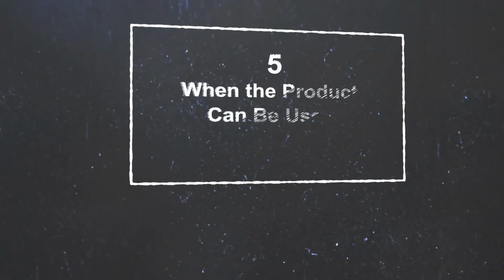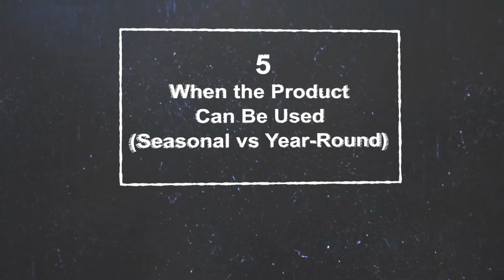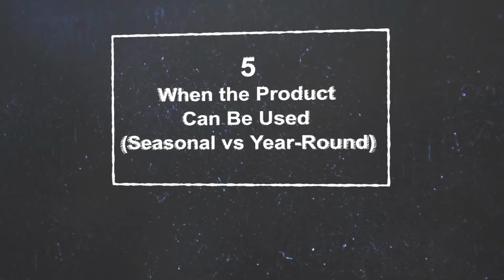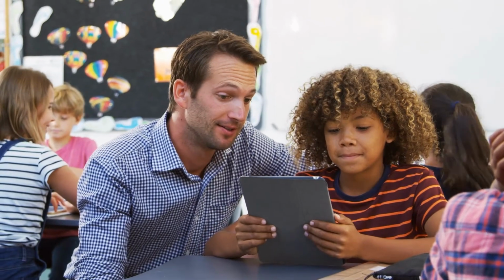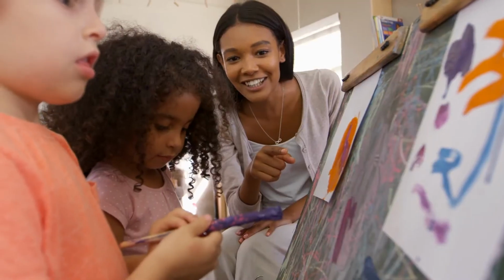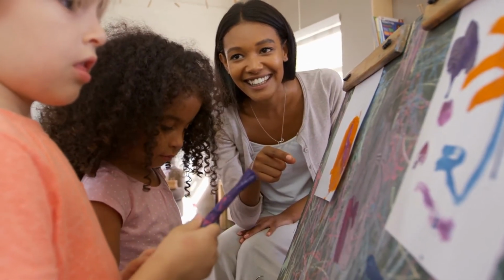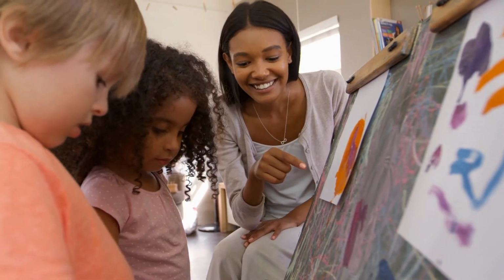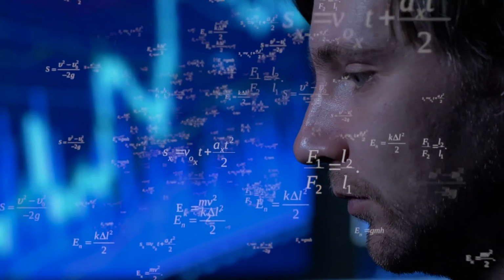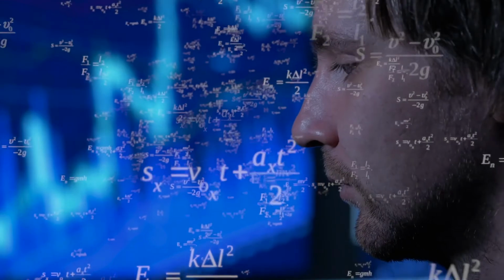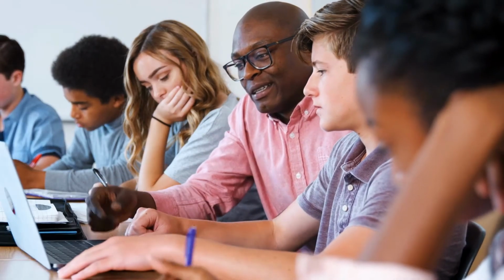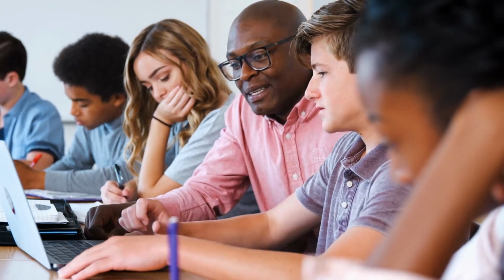Number 5, when the product can be used. Seasonal versus year-round. You should also think about how your product will be used. Is it a simple seasonal activity that may be used once a year? Or is it some kind of assessment, professional document, or progress tracking system that can be used over and over again year-round? The more use your customers can get out of a product, the higher the price per page.